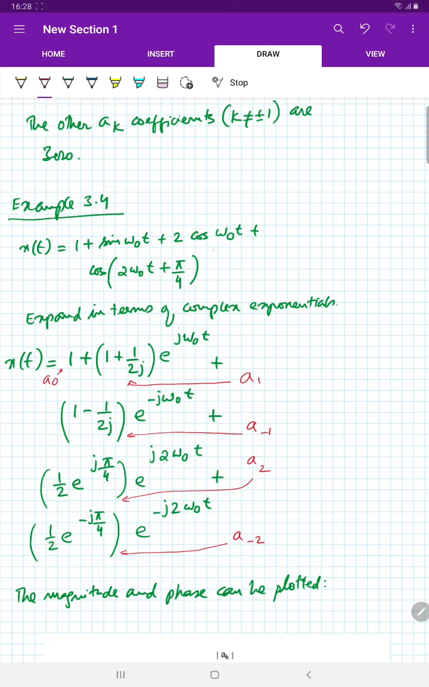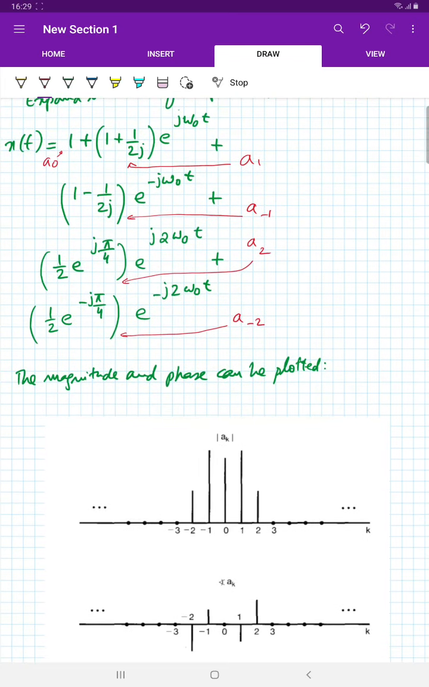If you just expand each of these terms, you will be able to get the respective AKs. So this is A1 and this is A minus 1, this is A2 and A minus 2. We have only expanded out each sinusoid as a complex exponential by using the Euler relationship. So now we get A0, A1 and A minus 1, A2 and A minus 2, which are the coefficients of the various harmonics which make up this x of t.